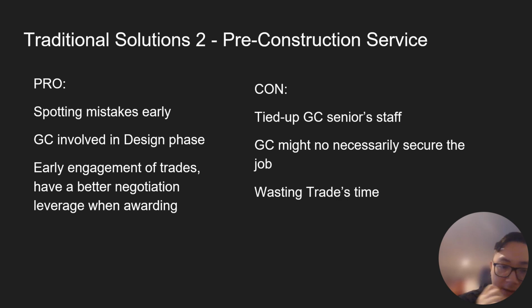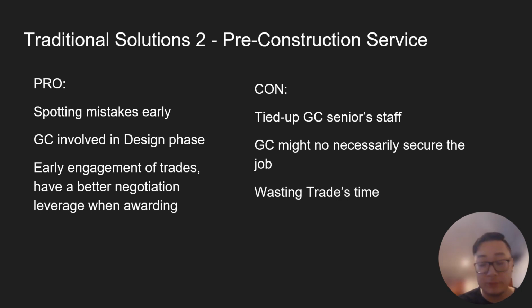A really good benefit out of this is you can spot mistakes easily, which could be really costly during construction. You can involve the GC in the design phase. You can engage your trade earlier. You can negotiate a better rate. You can leverage them with awarding, since you are guaranteed them future work.